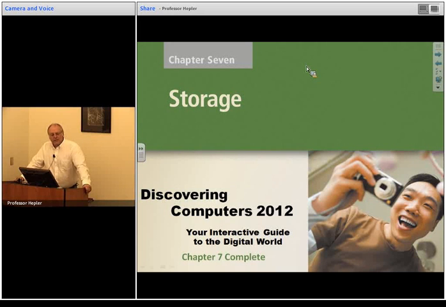So that's the future of storage, but storage is the key. And remember, cloud storage means geography and location means nothing.